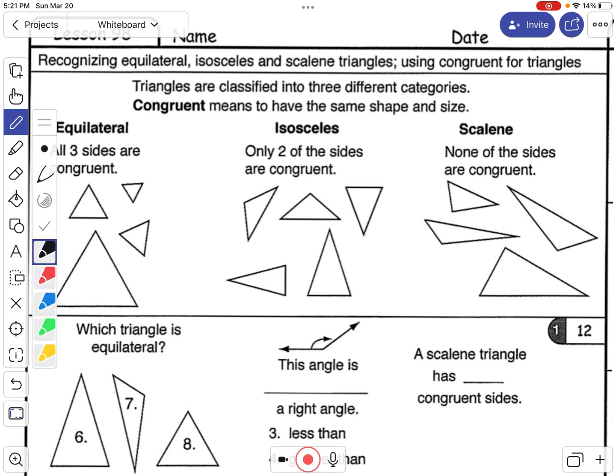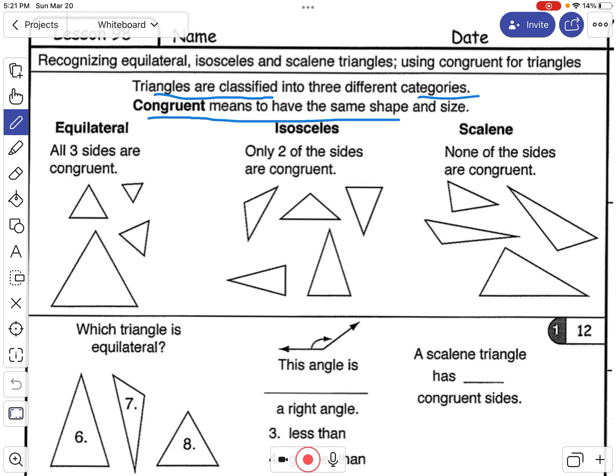So right here, I got to get my nice color there. Okay, so triangles are classified or grouped into 3 different categories. Remember that congruent means to have the same shape and size. Equilateral, all 3 sides are congruent. All 3 sides of a triangle are the same length. So this is an equilateral triangle. These are all equilateral triangles. They're going to look exactly the same as each other, only different sizes, right? Because all 3 sides are the exact same length.